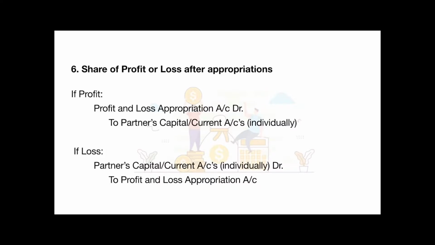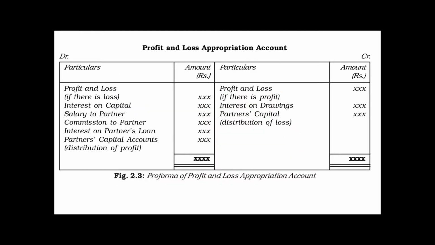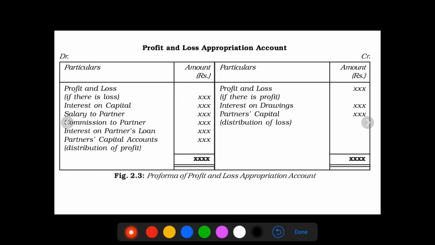6. Share of profit or loss after appropriation. So after doing all the adjustments, you will arrive at either profit or loss. Let's see the journal entry. If there is a profit, profit and loss appropriation account debit to partners' capital or current accounts individually. If loss, partners' capital or current accounts debit individually to profit and loss appropriation account. So here you have the pro forma of profit and loss appropriation account.